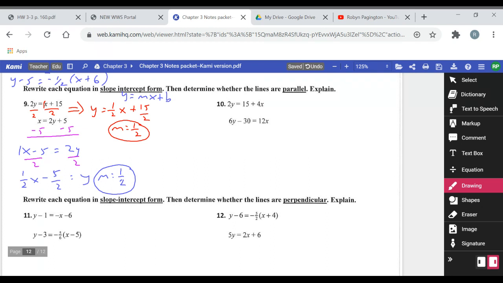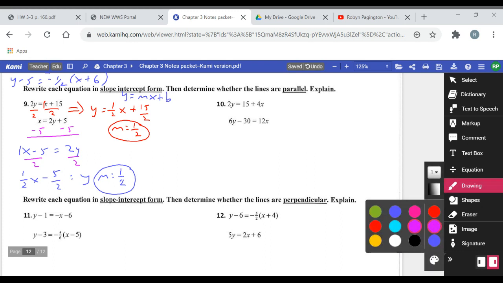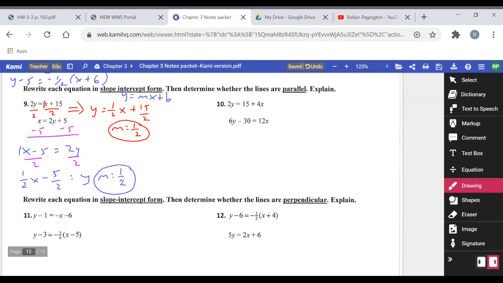And to answer the question, determine if the lines are parallel. And to explain, I can say that yes, the lines are parallel, because they have the same slope of 1/2.